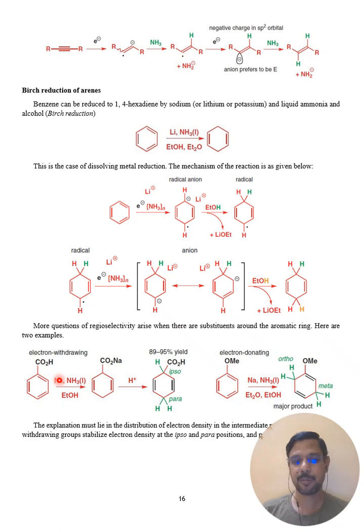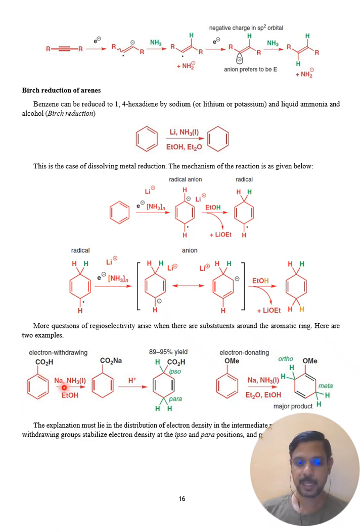And here we have different kinds of substituents. For example, if we have an electron withdrawing group on the benzene ring, how will the benzene reduction occur, or if we have an electron donating group on the benzene ring, how can the reduction happen? It depends on the relative stability, right? So first we take the electron withdrawing group.